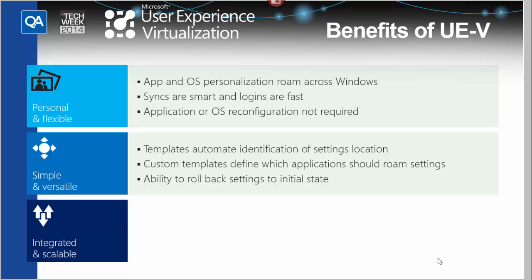One of the other features of UEV as well is that when it initially installs, the applications that we monitor and the operating system settings that we monitor are initially snapshotted into an initial state, and we do have the ability at any time through a simple PowerShell command to roll back an individual application or an operating system setting back to its original state, as it was on that specific computer when we first installed or first started using UEV.